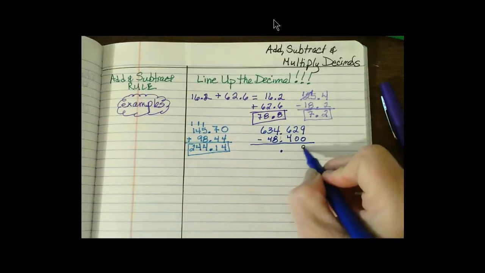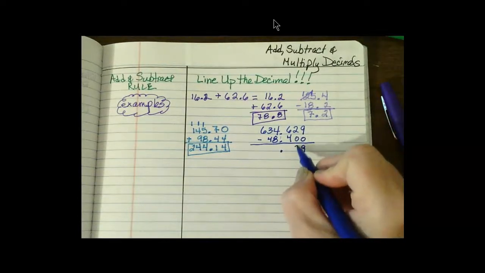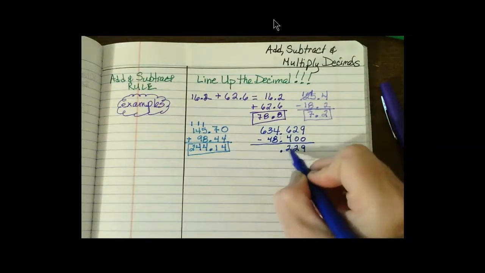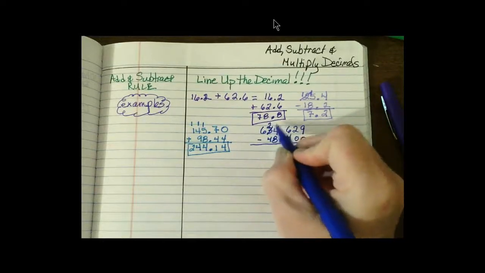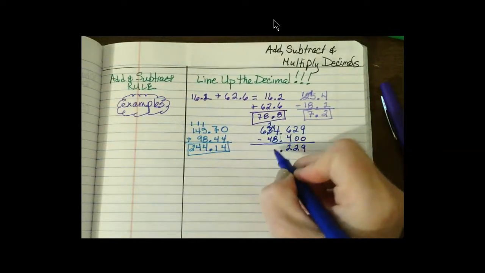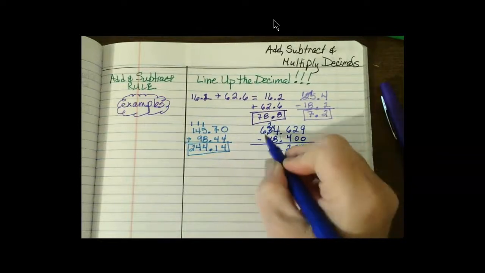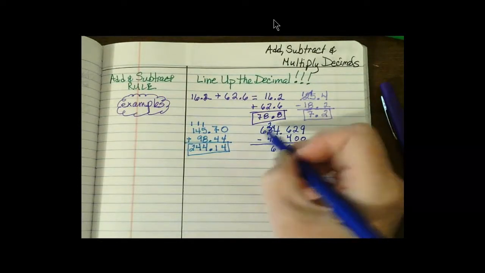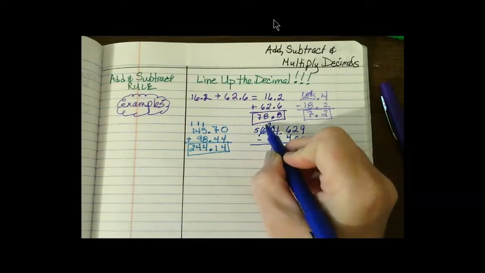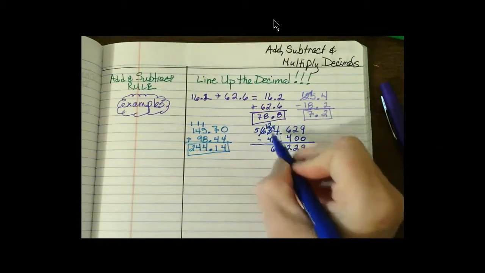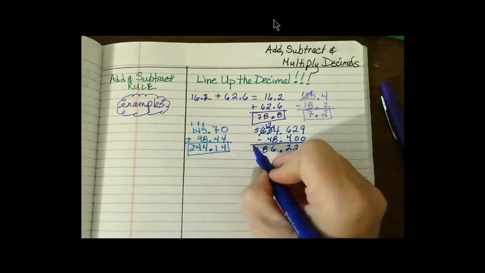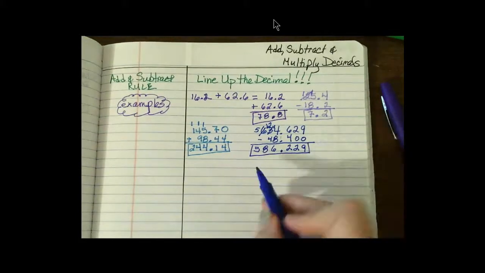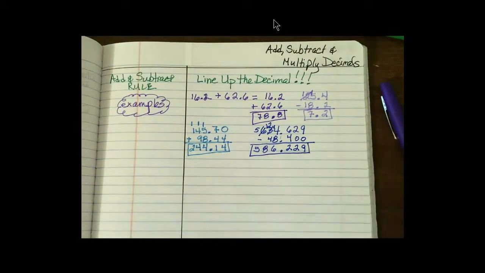9 minus 0 is 9. 2 minus 0 is 2. 6 minus 4 is 2. 4 minus 8, can't do that. We need to go borrow, so we'll take the 2. And now we've got 14 minus 8. That's going to be 6. 2 minus 4, can't do that, so I need to go borrow from here and make that a 5. Now that's 12. So 12 minus 4 is 8. And then 5, there's nothing to subtract, so that stays there. And now we have our final answer, 586 and 229 thousandths.